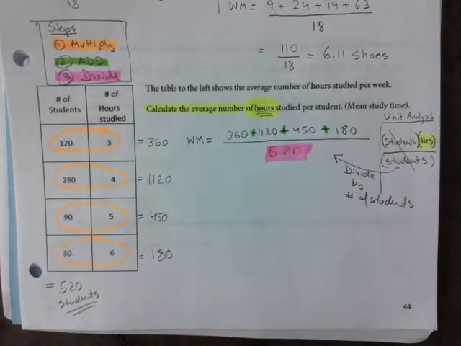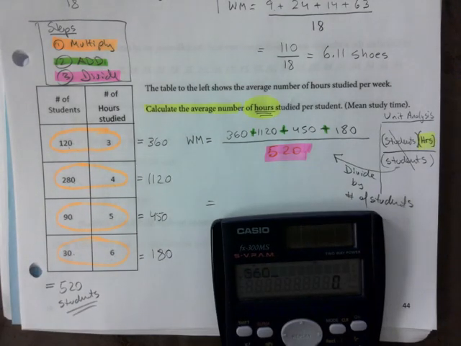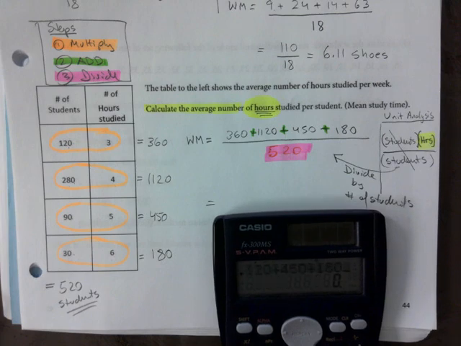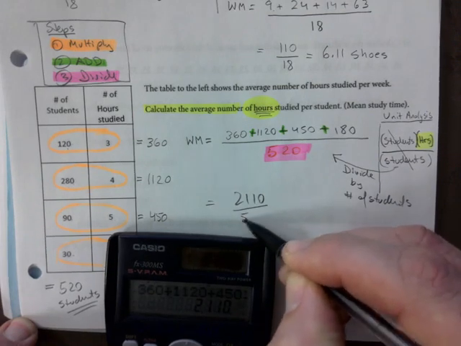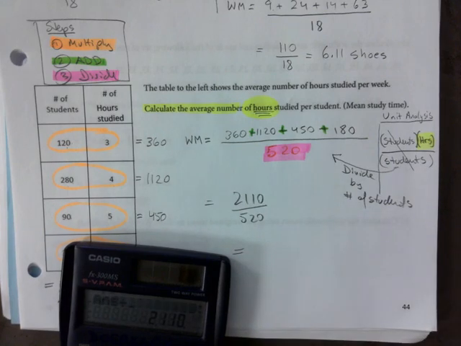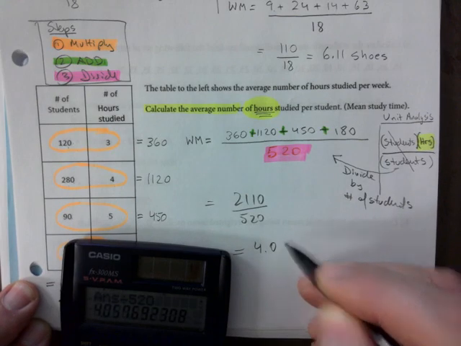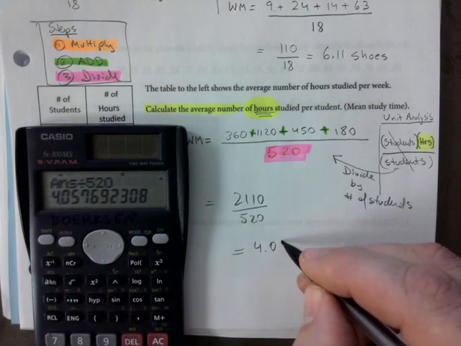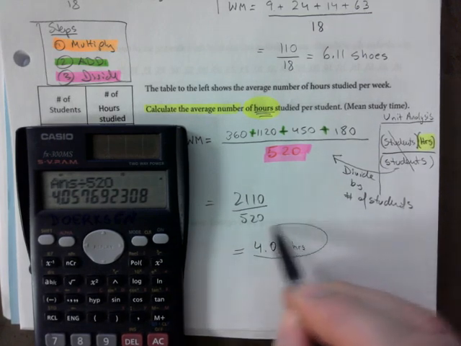Some of you probably think, I can't handle your highlighting anymore, Mr. Dirksen. I've had it. I get it, but I think it just makes it come alive. So I'm going to add up my top there. That's 2110 divided by 520. Right. So last but not least, an average of 4.0, what would that round to? 4.06 hours. Okay, that is your final answer.